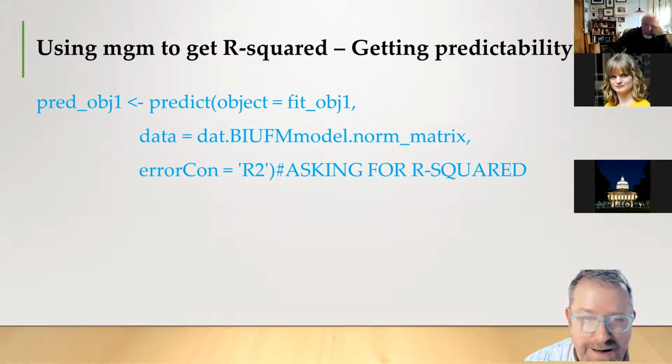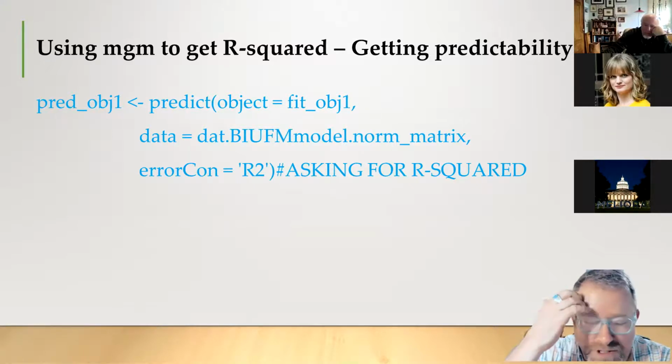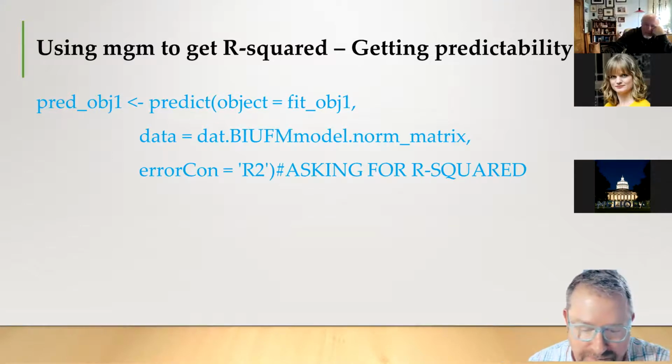Then I took fit object 1 and the data and asked for multiple R squareds with this predict function. And that gave me this, which basically tells me what proportion of variance is accounted for in each of my nodes.